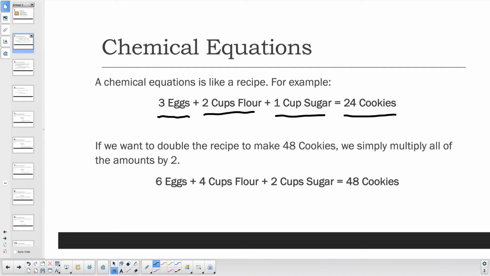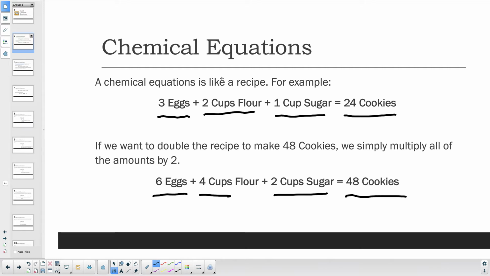If we wanted to double the recipe, to get 48 cookies because we're having maybe a party and we need extra cookies, we would add 6 eggs, 4 cups of flour, 2 cups of sugar, and that gives us 48 cookies. This is really similar to the way that chemical reactions work.